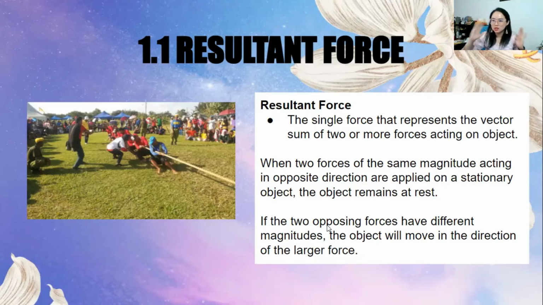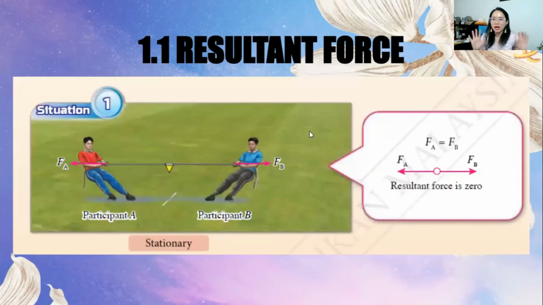Just that the thing is, you don't like to memorize the definition. Please understand. Please remember the definitions of the resultant force. Now, I give you three situations. The first situation, I have participant A and participant B. Both of them have an equal amount of force. So when they have equal forces, both of them will remain stationary. They will not move to the left or to the right because both of their forces are the same. So that's why the resultant force is zero.